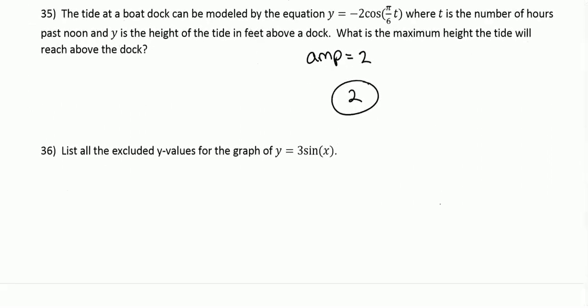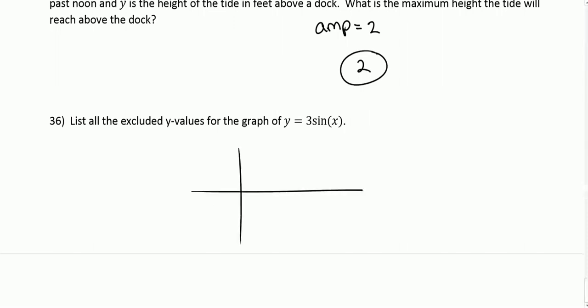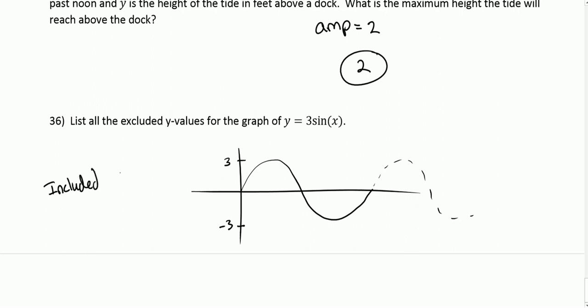And then number 36, list all the excluded y values for the graph of y equals 3 sine x. So I'm going to sketch this graph. There's one period of that function, but it's going to continue. Okay, and so in terms of y values, this reaches a height of 3 and a depth of -3, and everything in between. So the included y values would be everything in between -3 and 3. So it would be -3 less than or equal to y less than or equal to 3.